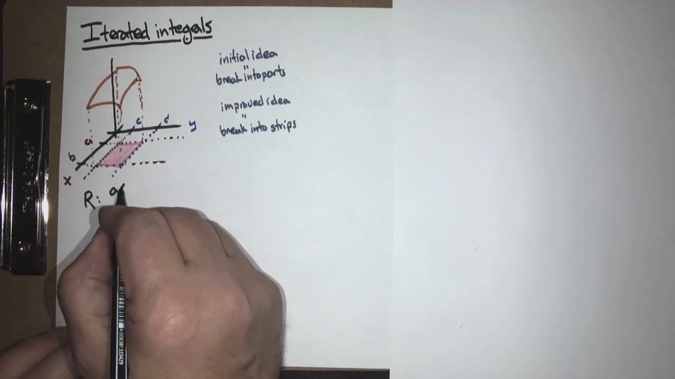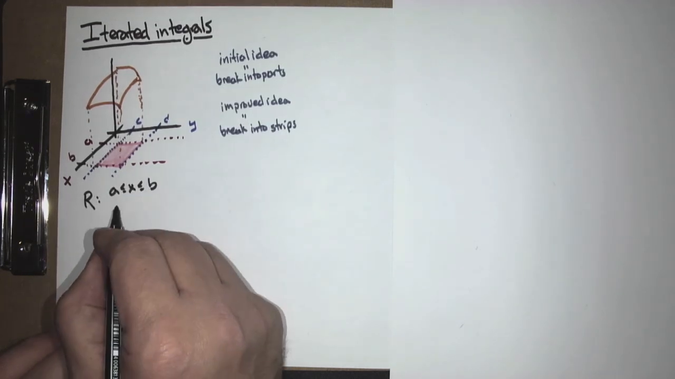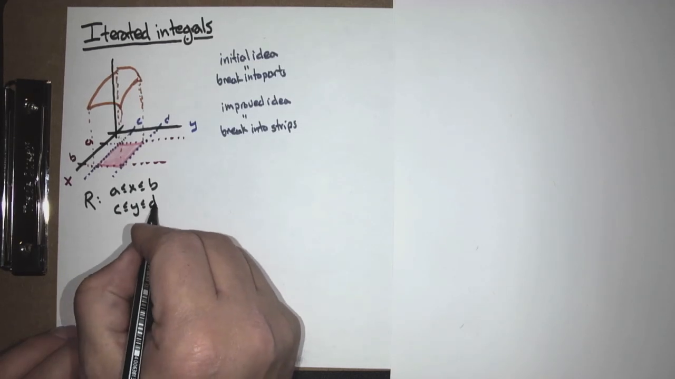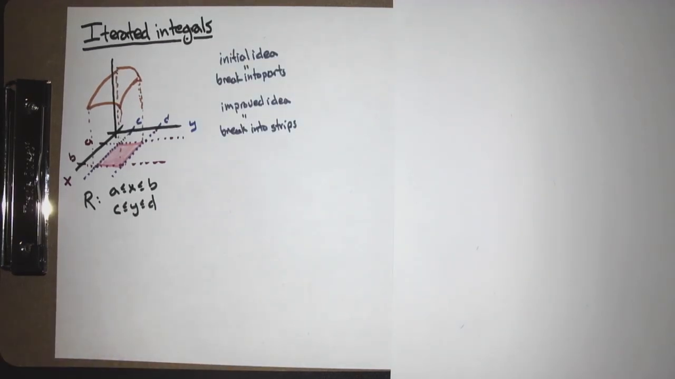R is a less than or equal to x less than or equal to b, c less than or equal to y less than or equal to d. So I have this rectangular region. Now, the way we presented it just a few minutes ago is to take your region and break it up into lots of little pieces. Okay, sure, that's nice, but is it practical? Well, we want to use our tools. So let's not think of breaking our region up into little pieces. Let's think of breaking it up into strips. So I'm going to do little strips.